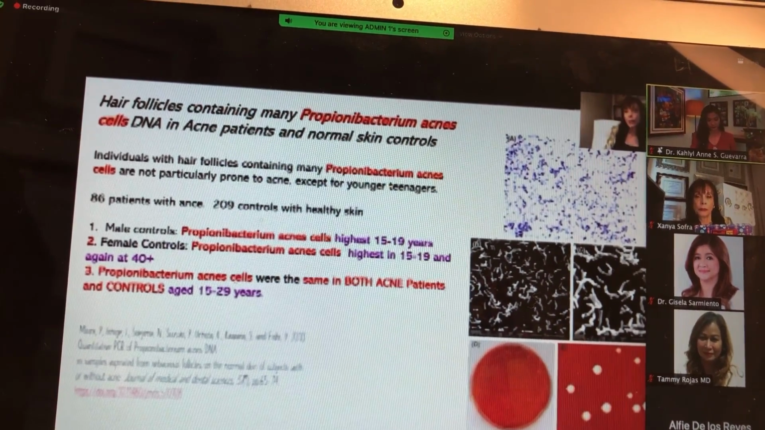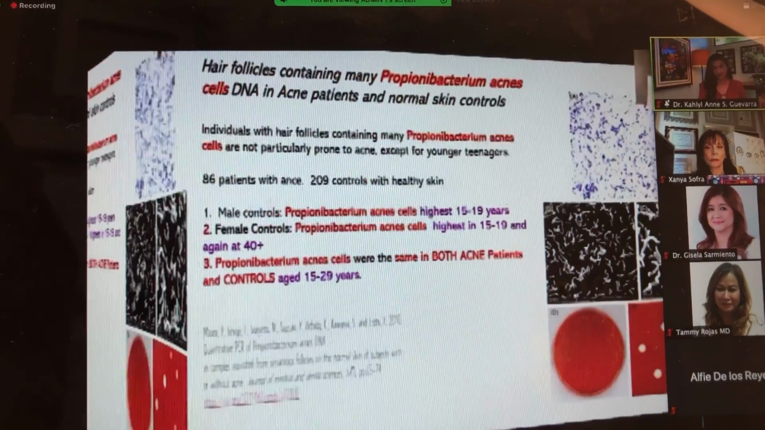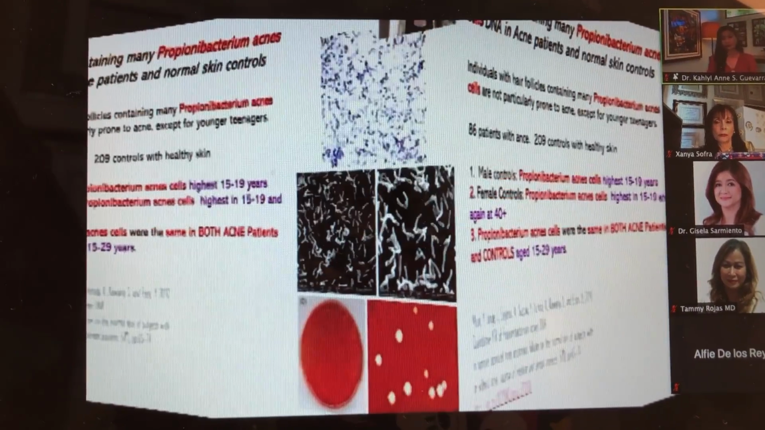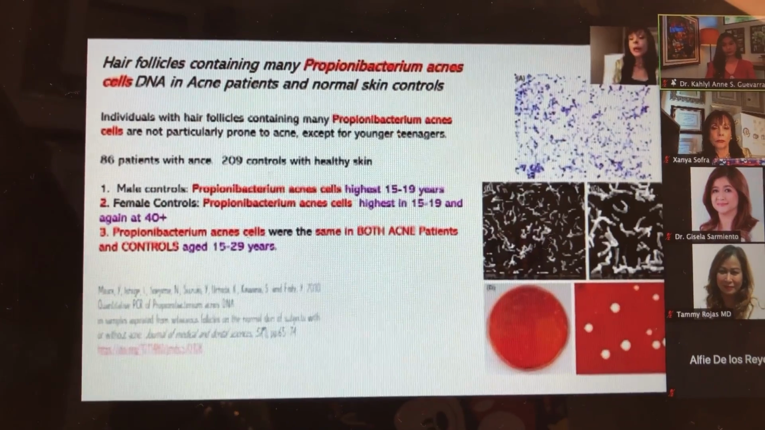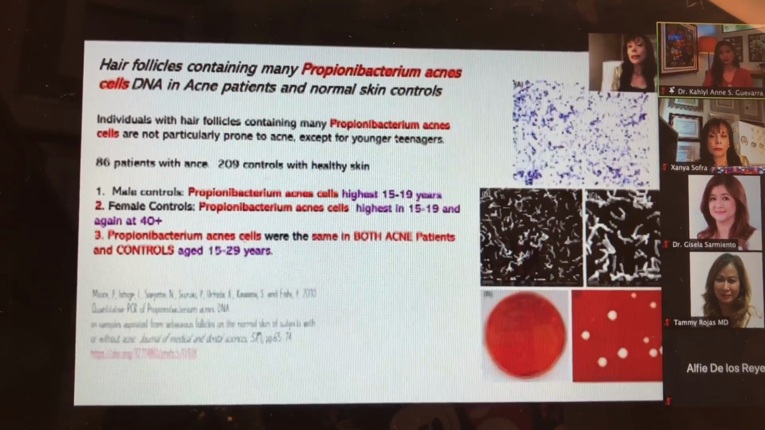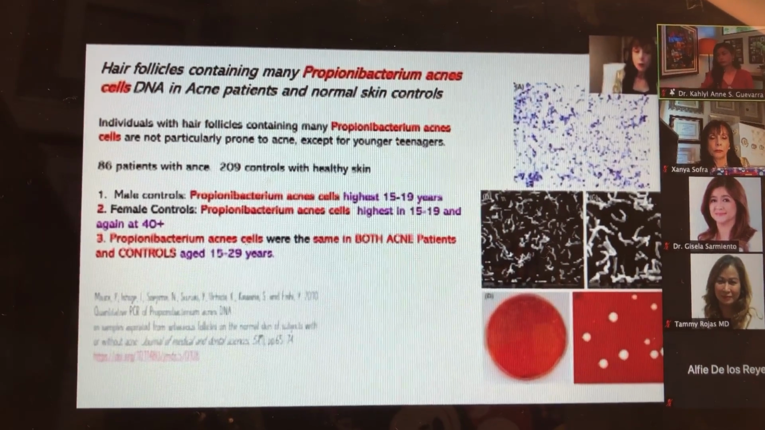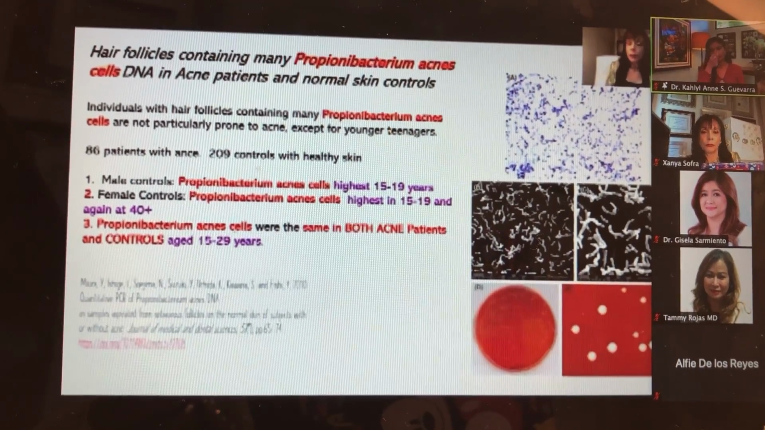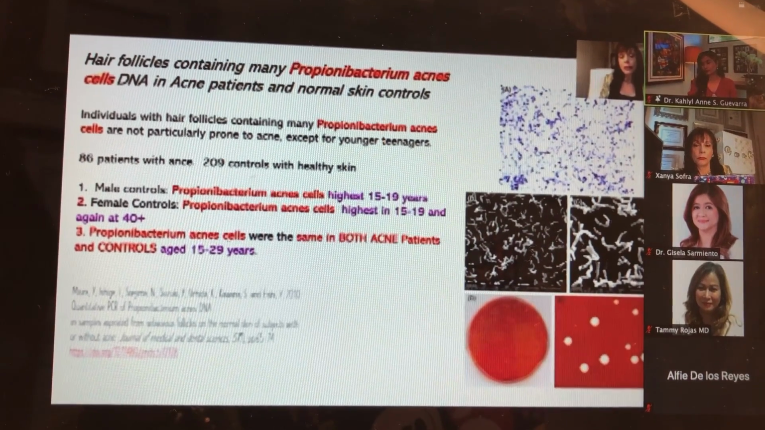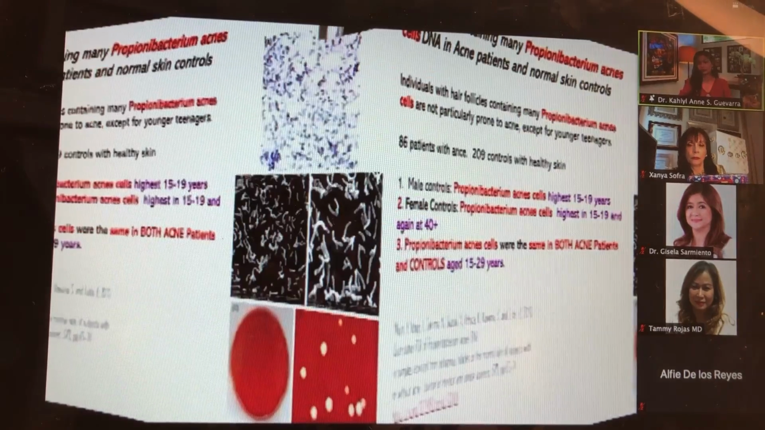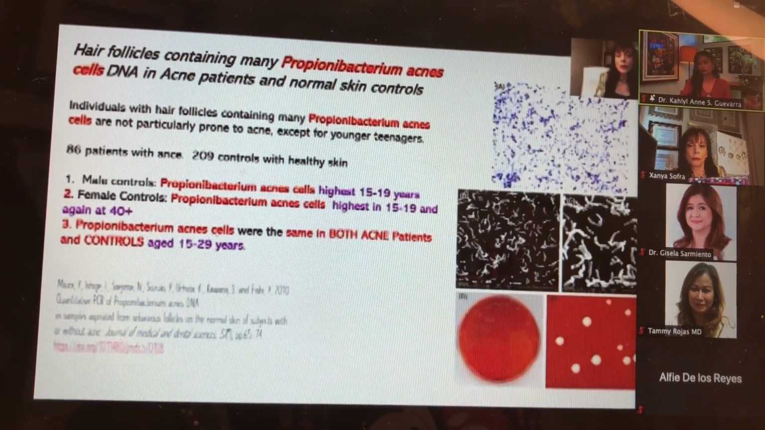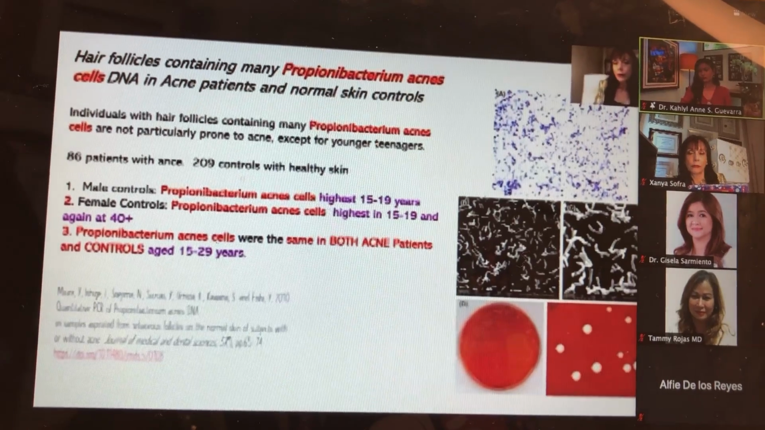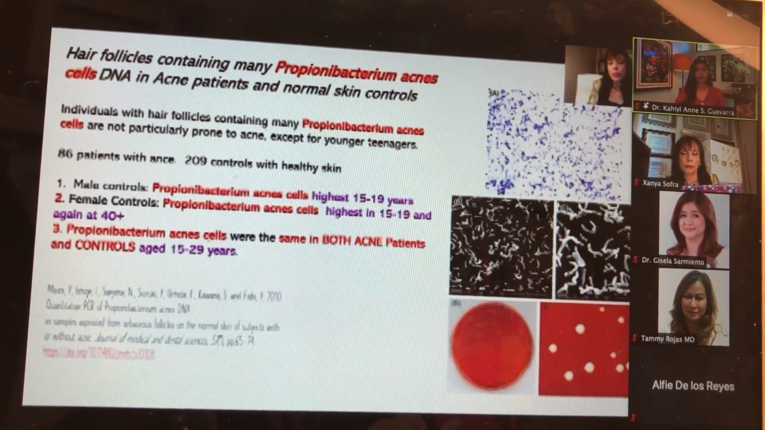except for younger teenagers. And they found that the male controls with Propionibacterium acnes cells were highest at 15 to 19 years, whereas for female controls with Propionibacterium acnes cells, the highest was both in 15 to 19 and again in 40 plus. The Propionibacterium acnes cells were the same in both acne patients and controls that were aged 15 to 29 years.